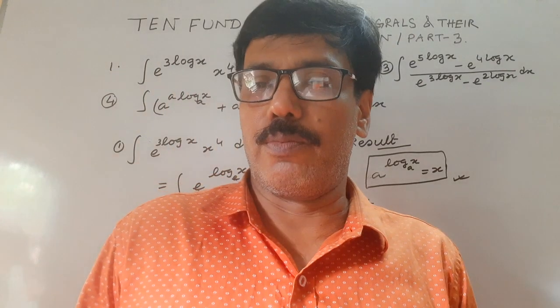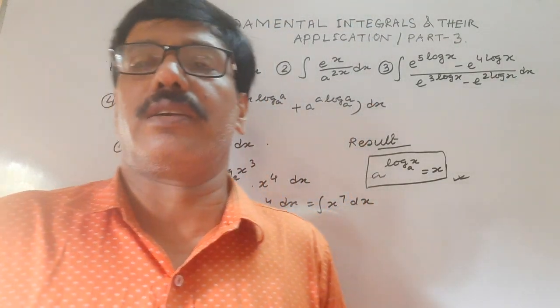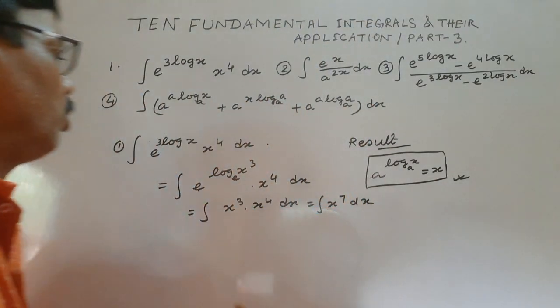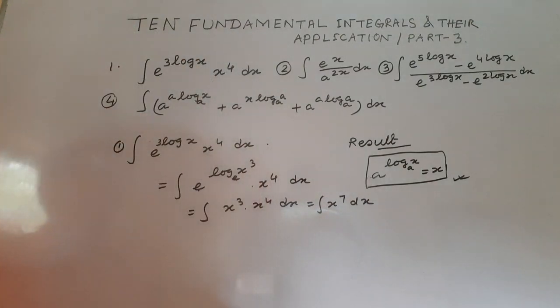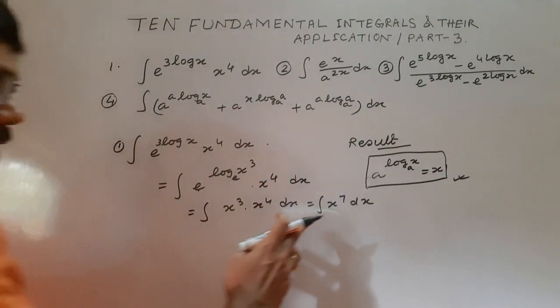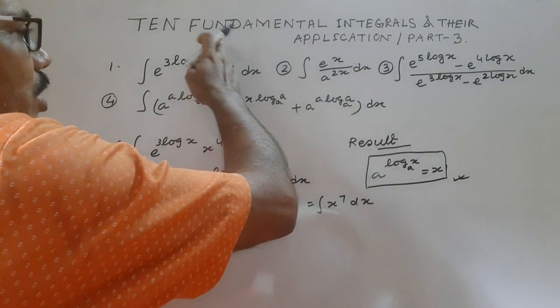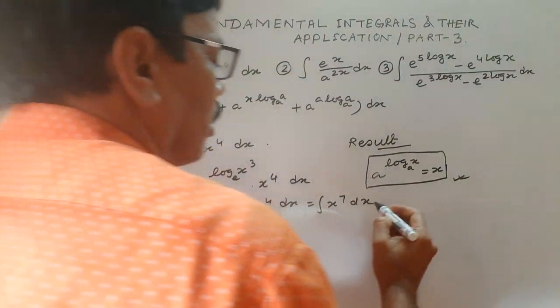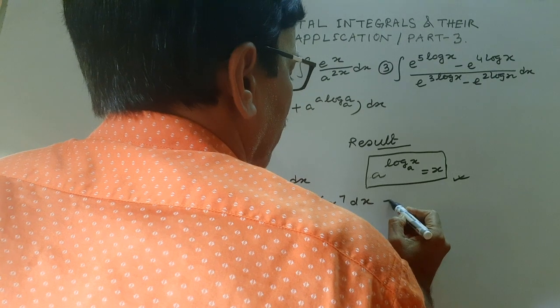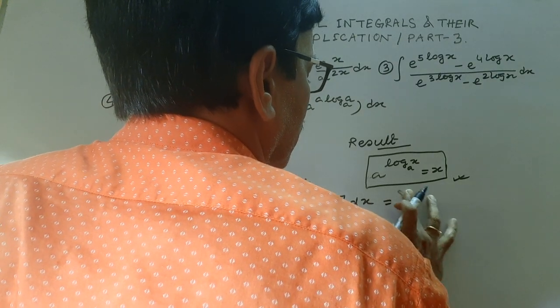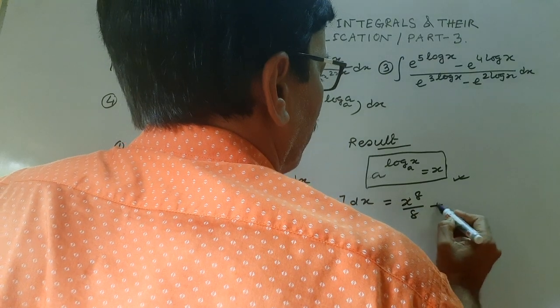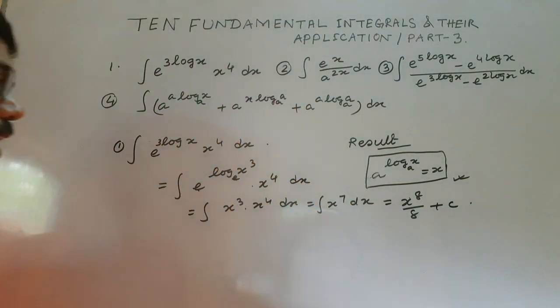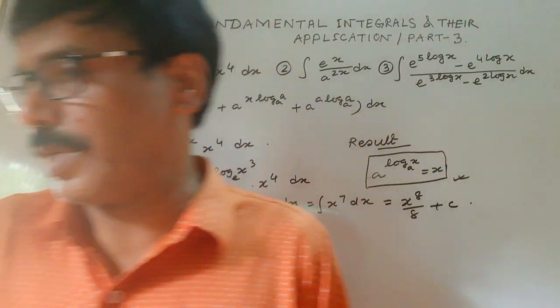So we have some standard results. We have to convert the integrals in terms of the 10 standard integrals. So now this one is standard. So the integration is x to the power 8 by 8 plus c. Now this is problem number 1.